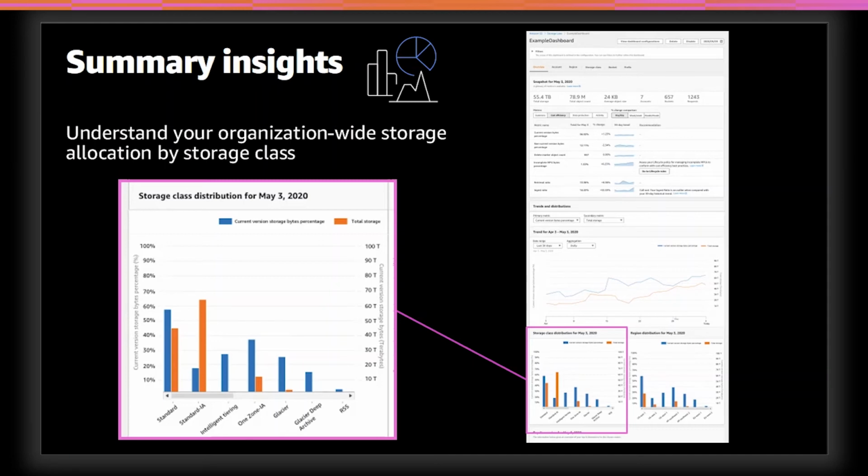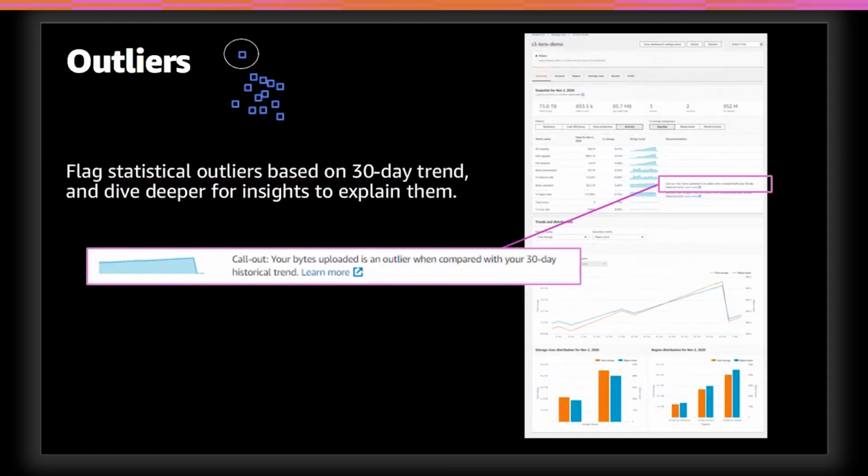So this is just one of hundreds of examples where Storage Lens can enable you to get a quick answer about your storage that previously would have taken a fair amount of time and effort to get. Next, let's talk about the outlier use case. An outlier is any data point that is unusually high or low compared to what is normal.